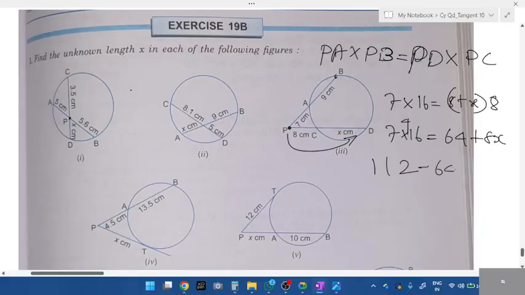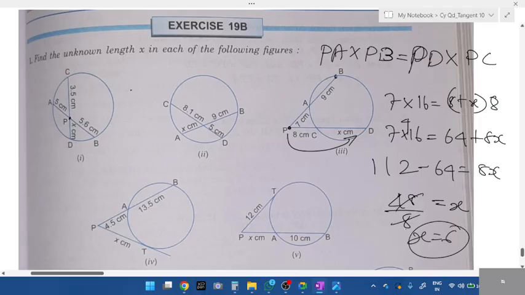Bring the 64 to the other side is equal to 8x. Bring divided by 8. What is 64 and 112? 48. What's the answer? This is equal to 6 centimeter. Naomi, it is 8 plus x into 8. Okay. All of you understood how to calculate? Response, students. Done? Just go through what we have done. Second one you can try.